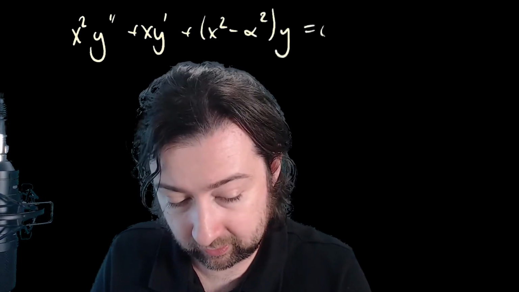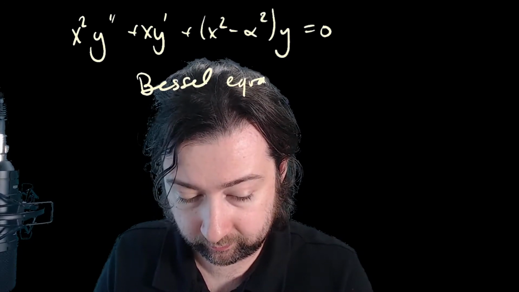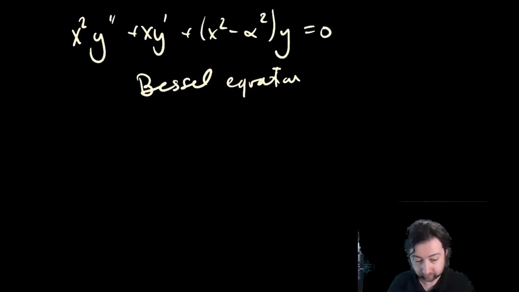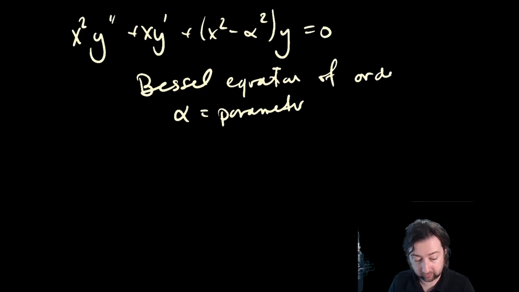An equation of the form x squared y prime prime plus xy prime plus (x squared minus alpha squared) y equals 0 is called the Bessel equation. And the alpha that's in there is a parameter. It's important enough for fixing the setup that we're in that the Bessel equation itself is called the Bessel equation of order alpha.